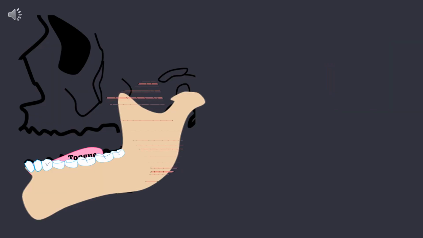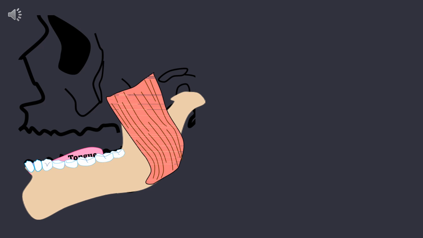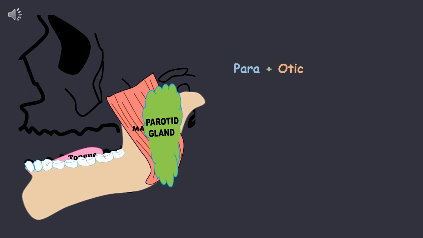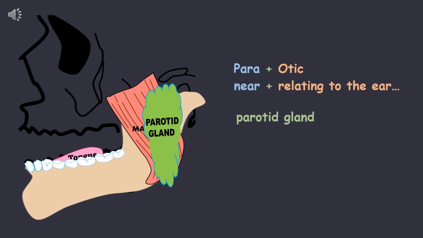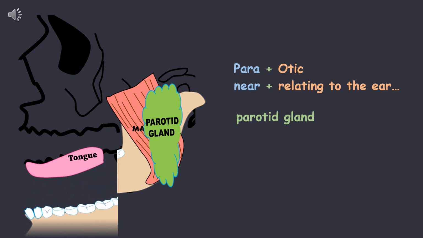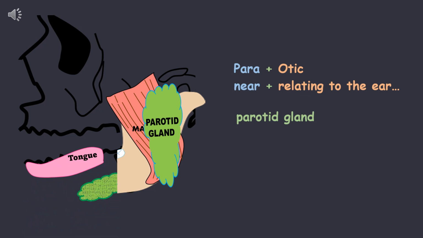This is the lateral aspect of the mandible. The masseter muscle is here. On top of the masseter muscle is the parotid gland. The word parotid can be broken down to para plus otic, near and relating to the ear. So the name parotid gland. When the mandible is cut here, it exposes the submandibular gland, and below the tongue is the sublingual gland.